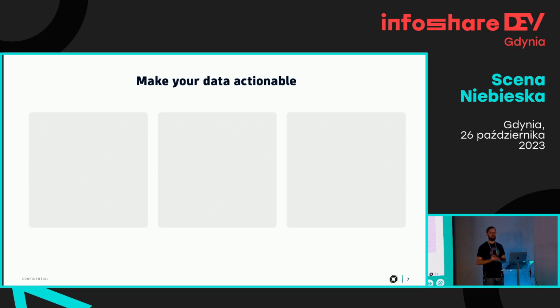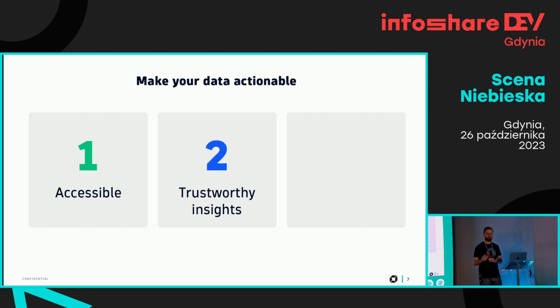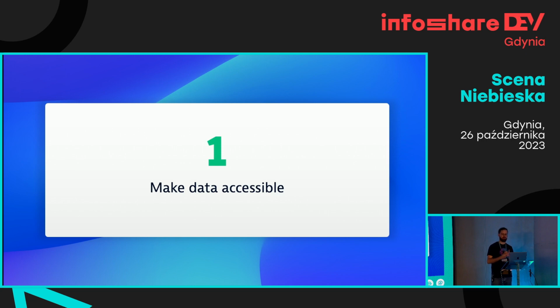And to make your data actionable, you need to take at least 3 steps. Step number 1, make your data accessible. Step number 2, get trustworthy insights from the data you collected. And step number 3, automate your work. And this is exactly what we're going to talk about in this presentation. So let's get right to it.